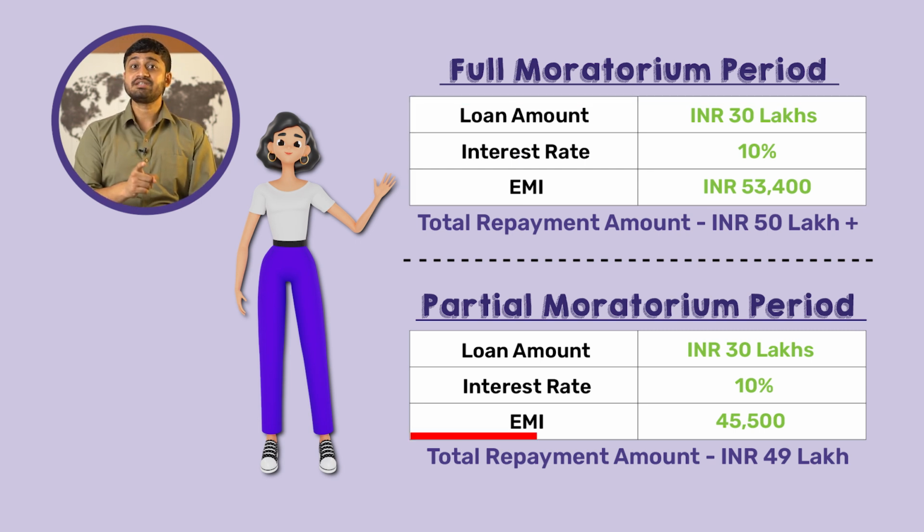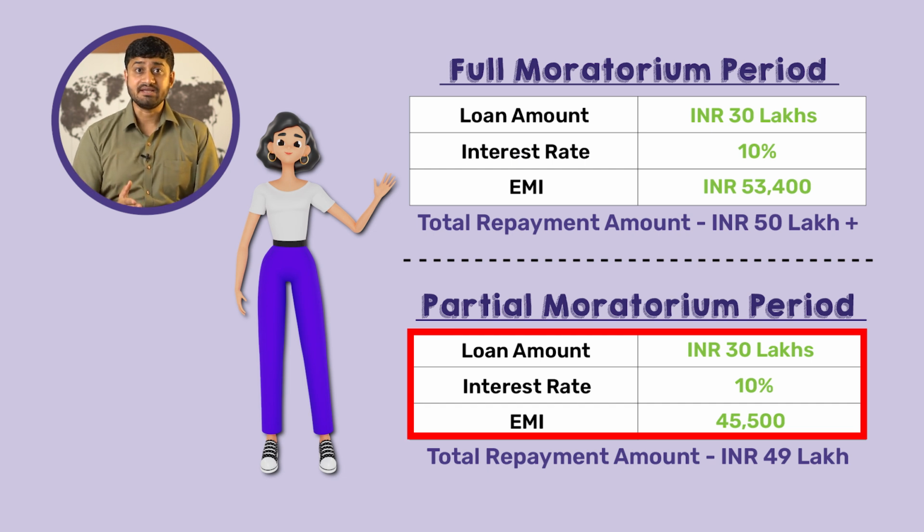What if she chooses a partial moratorium period and pays the simple interest that occurred during the course? If she pays her monthly interest, her EMI comes down to 45,000 or so, and her total amount to be repaid becomes somewhere around 49 lakhs. See, a moratorium period is like financial relief, but you also need to understand how to manage it so that you do not end up paying extra.